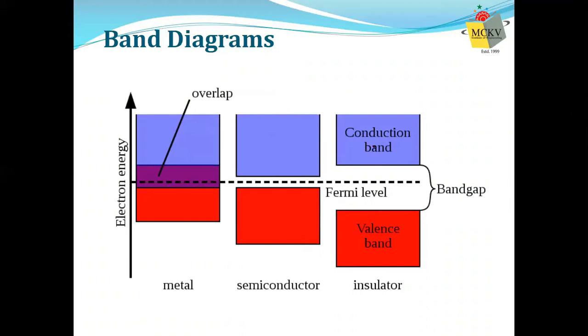So if we compare among the three types, metal, semiconductor, insulator, in case of metal, as we have discussed, the conduction band and valence band overlap with each other. This is the overlapping region. Whereas in case of insulator, the energy separation between conduction band and valence band, that is the band gap energy difference, is much larger. Whereas in case of semiconductor, there is an energy difference between conduction band and valence band, but that energy difference is much smaller in comparison to insulators.